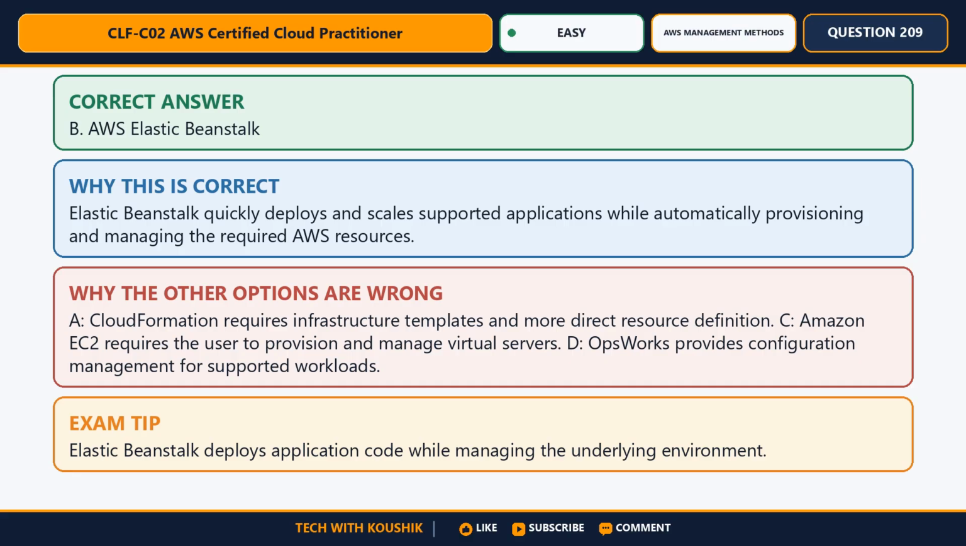A. CloudFormation requires infrastructure templates and more direct resource definition. C. Amazon EC2 requires the user to provision and manage virtual servers. D. OpsWorks provides configuration management for supported workloads. Exam tip. Elastic Beanstalk deploys application code while managing the underlying environment.